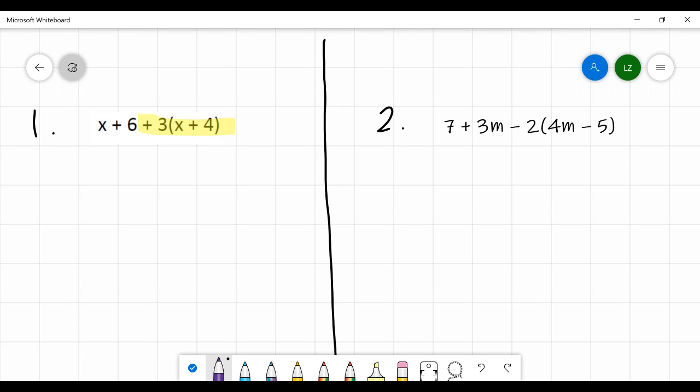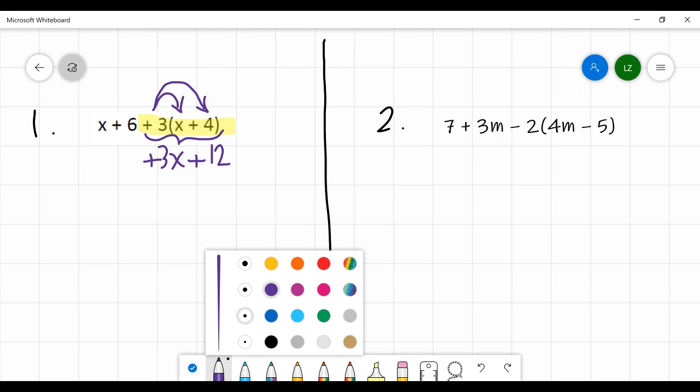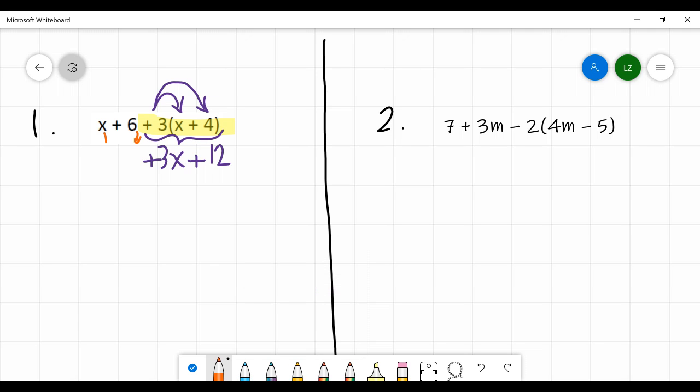All right, so distribute. Multiply that positive 3 to everything inside the parentheses. So positive 3 times x would give you positive 3x. Positive 3 times positive 4 would give you positive 12. Notice those positive answers create my plus sign operation whenever I'm simplifying the expression. Everything else left in the expression simply is just brought down, and now my parentheses are gone. They have been taken care of.